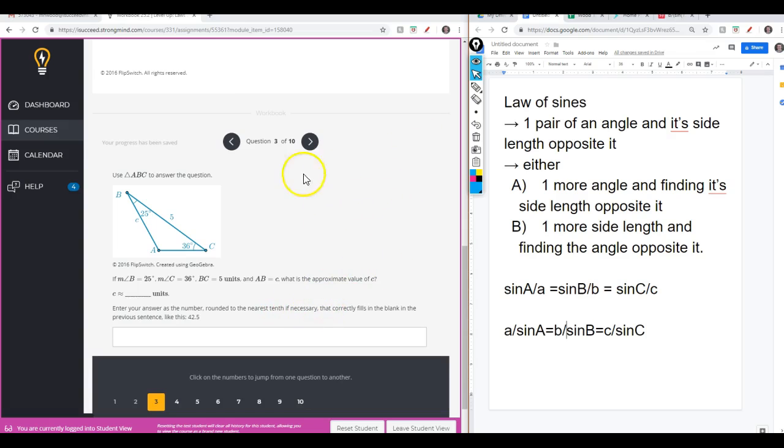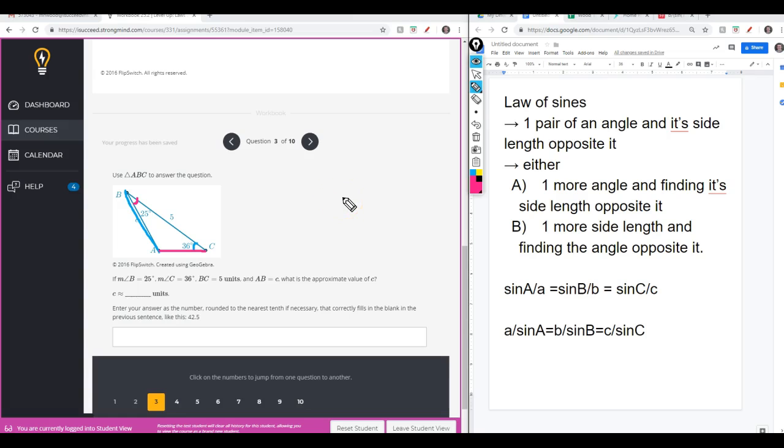Okay, so again, looking at the diagram, I'm going to see if we have the law of sines or the law of cosines. The law of sines, you need one pair of an angle and its known side length opposite it. So here's an angle I am given. I do not know that side length, so it doesn't meet that requirement yet. We're given this angle, and I do not know the side length here yet either.